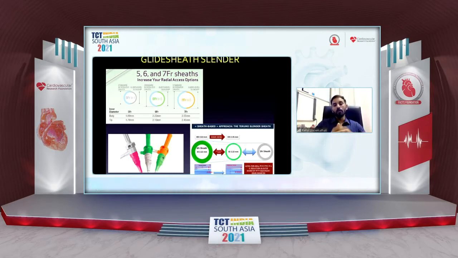So if you're doing your PCI with a 6 French normal sheath, you can always use a 7 French slender sheath instead. By doing that, you improve your inner diameter, opening nicely for your 7 French guiding catheter to go very smoothly inside your coronary arteries. For most complex PCI we prefer 7 French, particularly in radial, because it gives us more support to deliver devices into position.